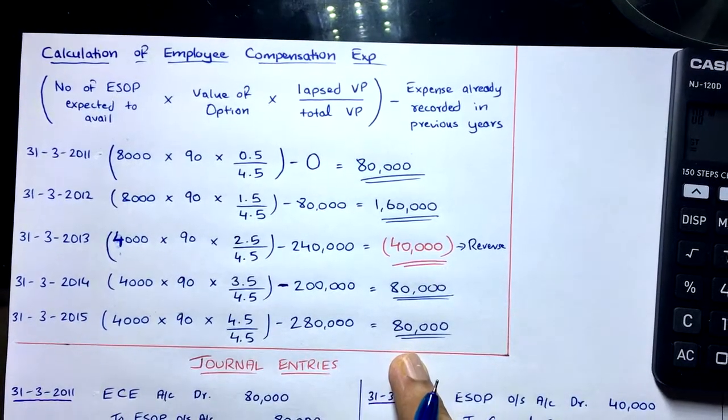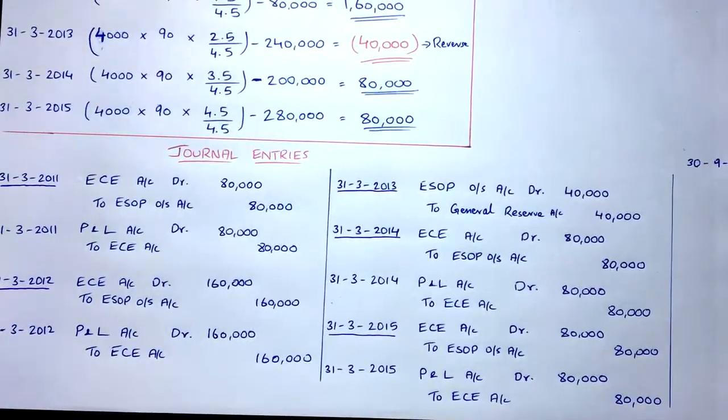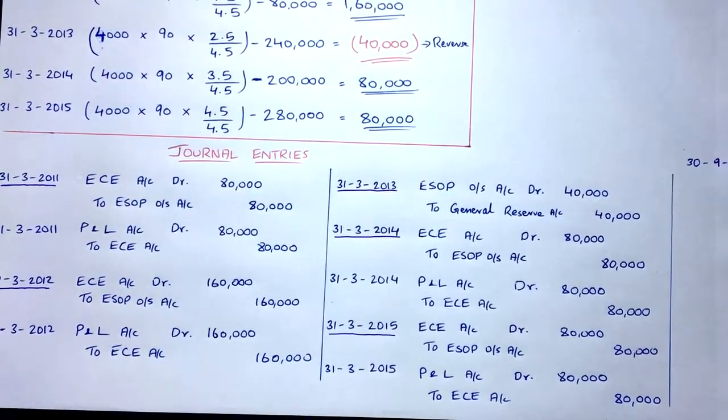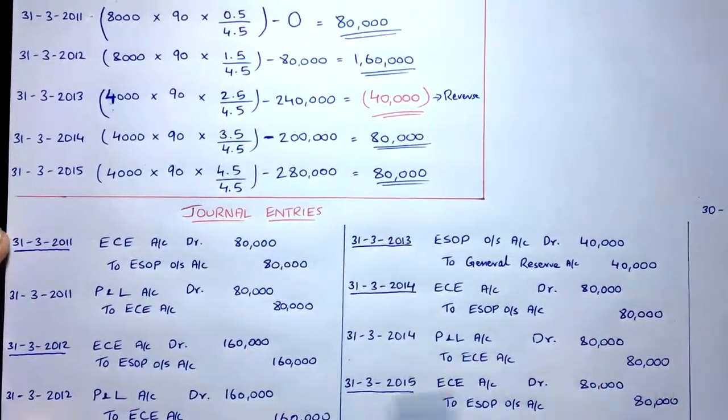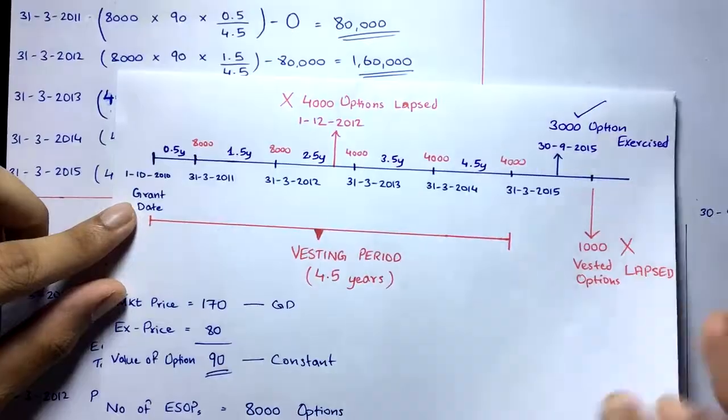Easy, right? Yes. Now let's go to the journal entries. Let's see how to pass the journal entries. Now the journal entries are very simple, debits and credits, that's all. So see here, at the end of the first year, 31st 3 2011, now at the grant date we don't pass any journal entry, right? I have already told you.